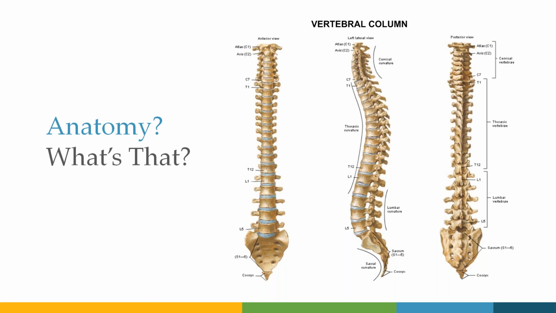All right, so just to review before we go on: cervical, thoracic, lumbar, sacral regions. Cervical region has 7 bones, the thoracic region has 12 bones, lumbar region has 5 bones, sacral region has 5 bones that are fused together.